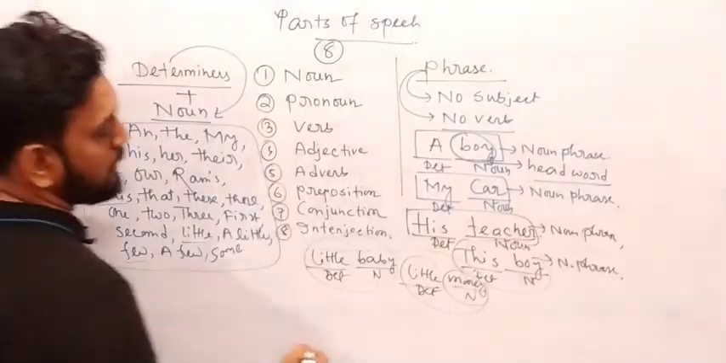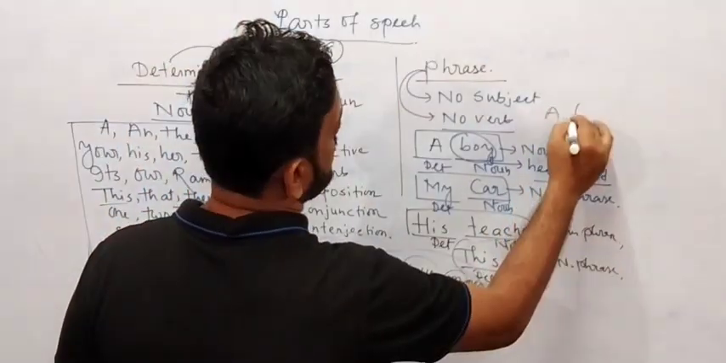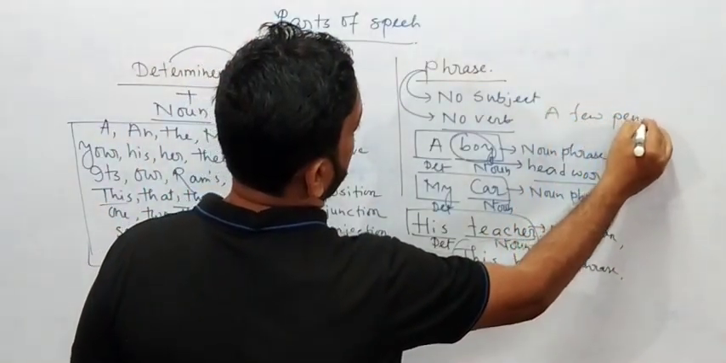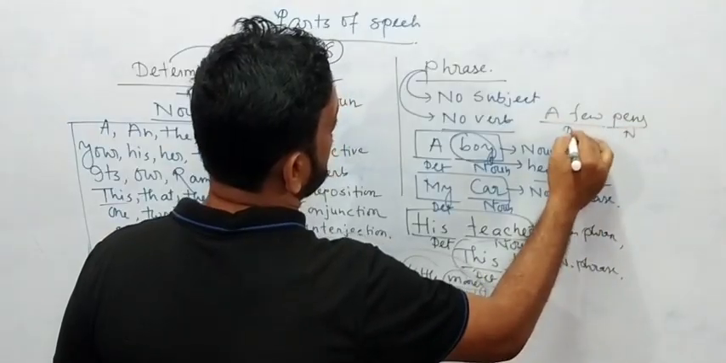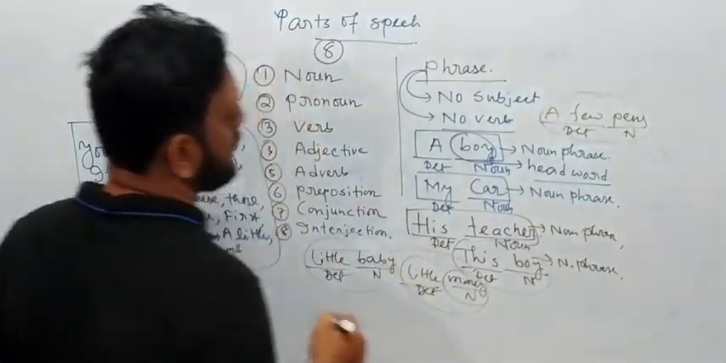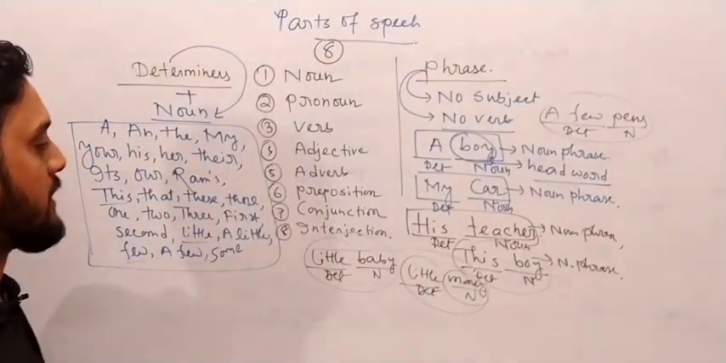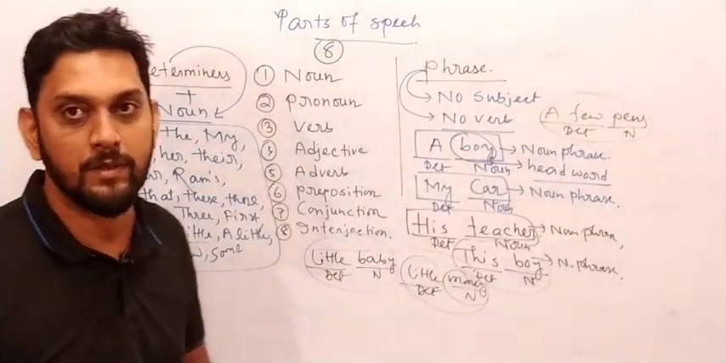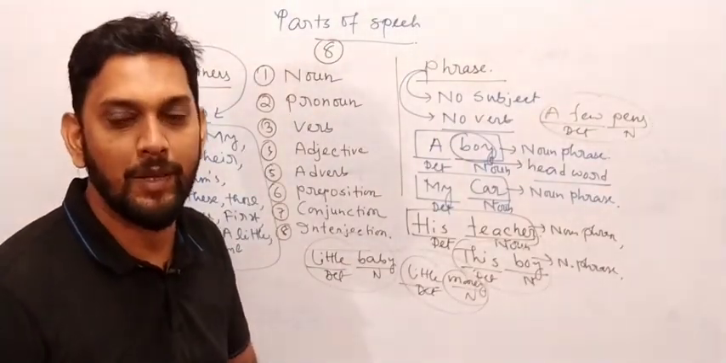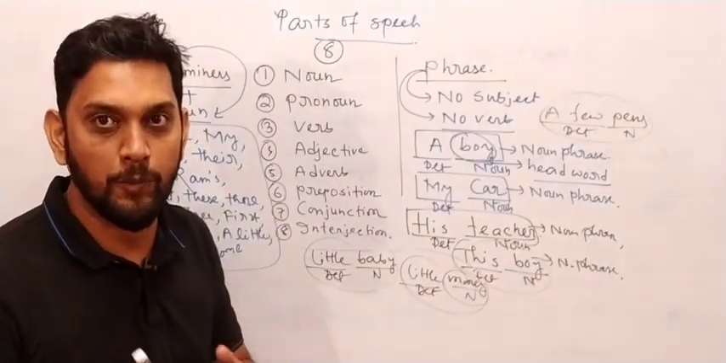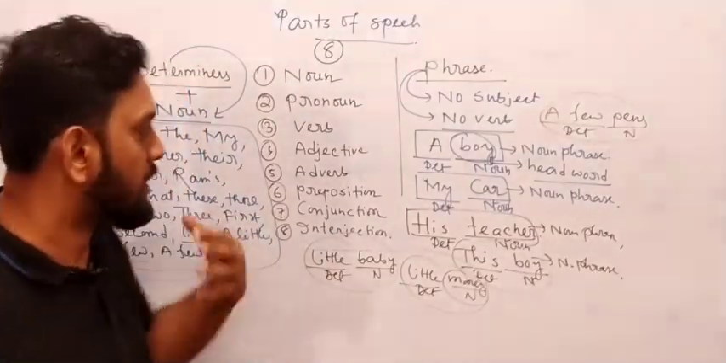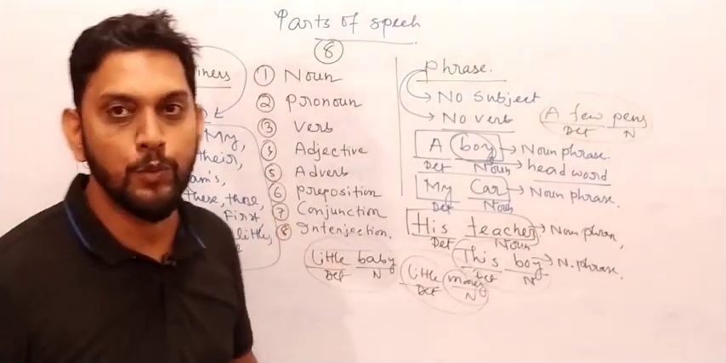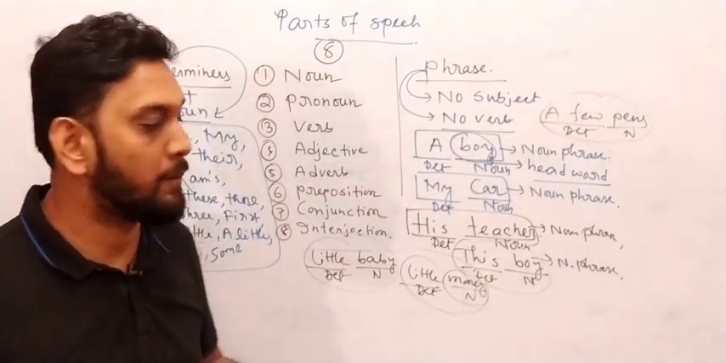"A few pens": pens is the noun, and few will be the determiner. Got it? So determiner plus noun always makes a noun phrase. It always forms a noun phrase. When you see a determiner used before a noun, it always forms a noun phrase.